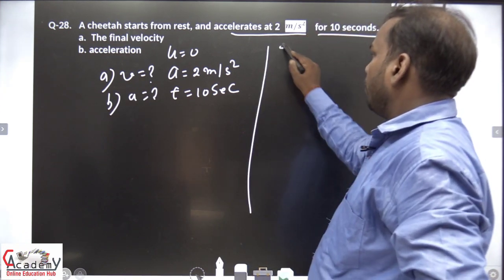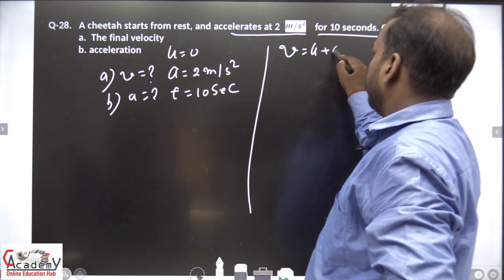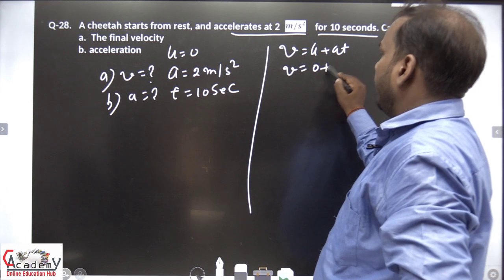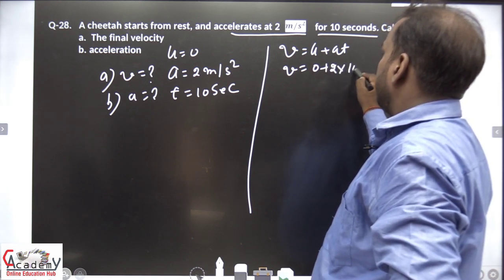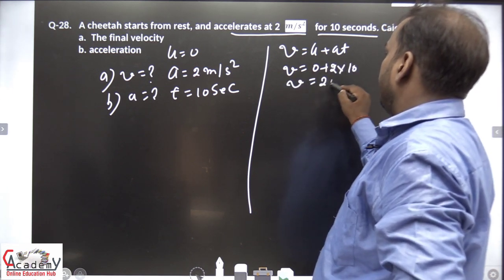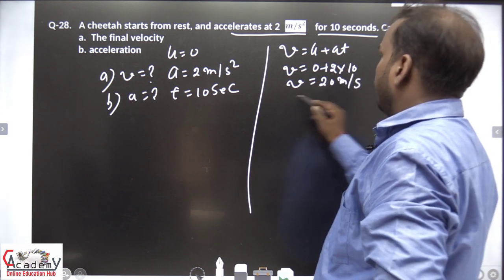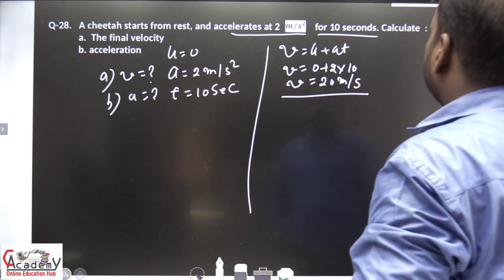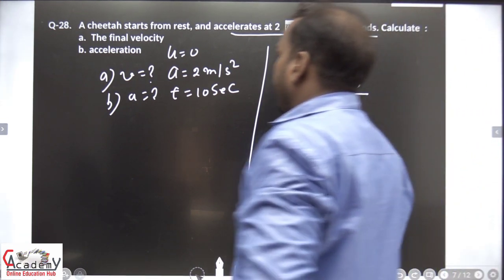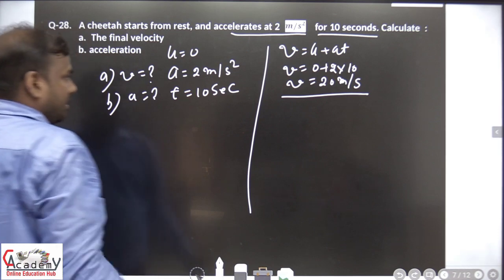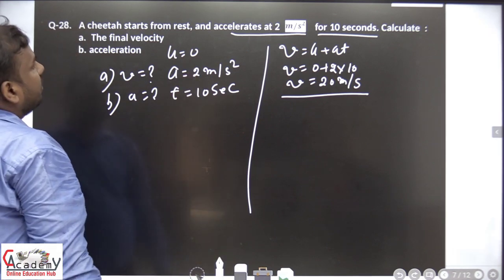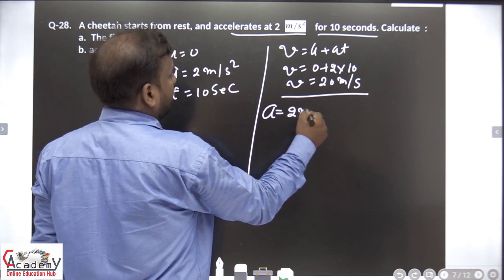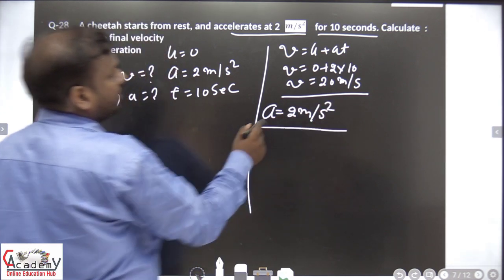Okay. Then which equation of motion? v is equal to u plus at. So what is v here? u is 0, a is 2 and t is 10. Then we got 20 meter per second. Okay, 20 meter per second. Calculate the final velocity and the acceleration. Here acceleration is already given. So acceleration is 2 meter per second square.